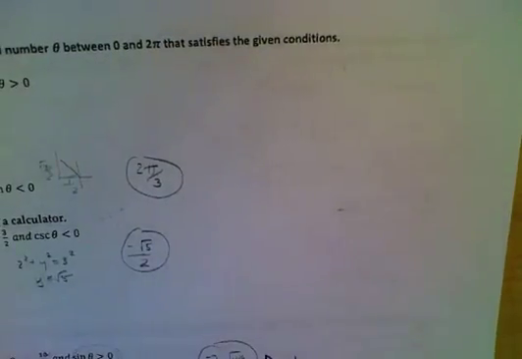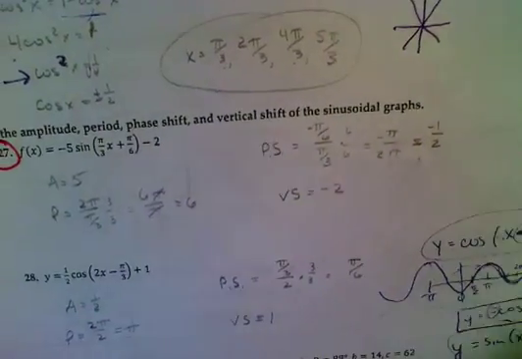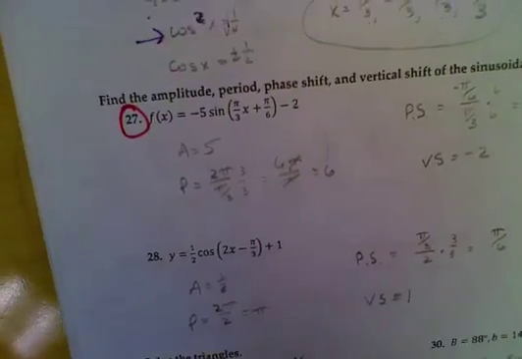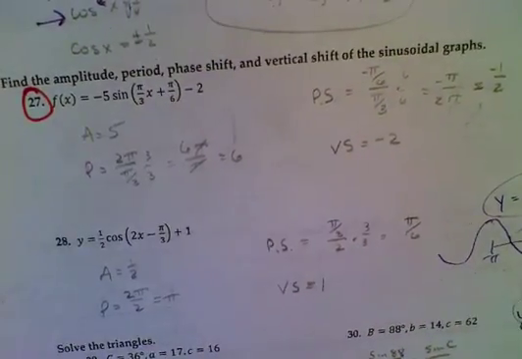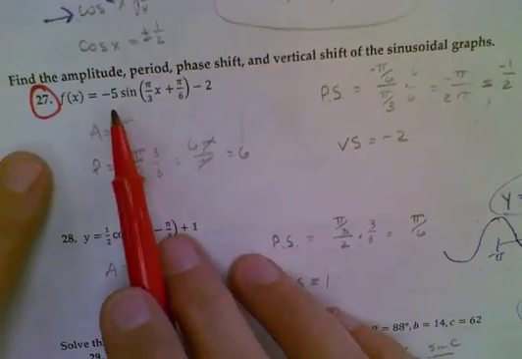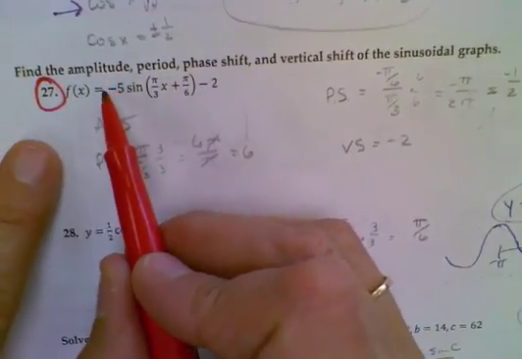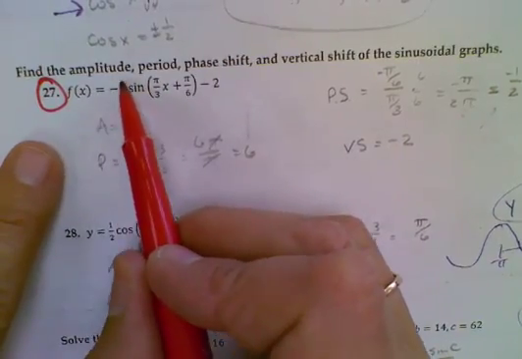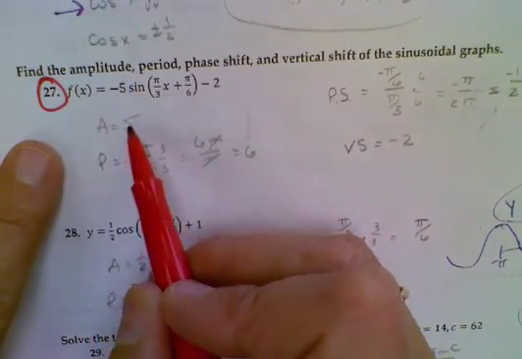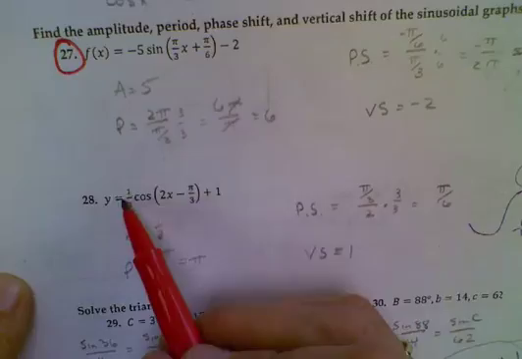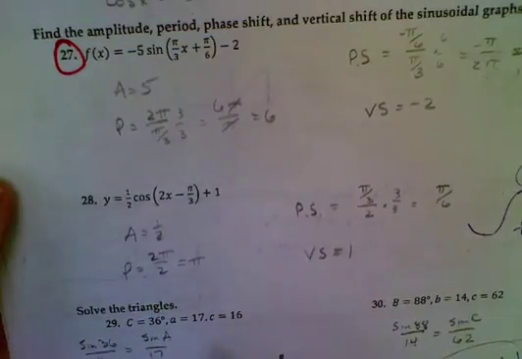All right, and then the next thing I saw that would be something you want to look at is making sure you know amplitude, period, and phase shift and vertical shift. So given a graph of a sine or cosine, make sure you know that the amplitude is just the absolute value of that number. So 27, the amplitude is 5. Down here, if you looked at the amplitude, it would be 1/2.